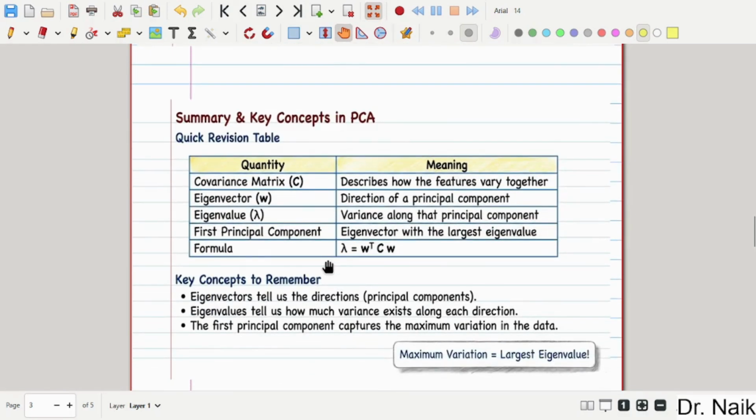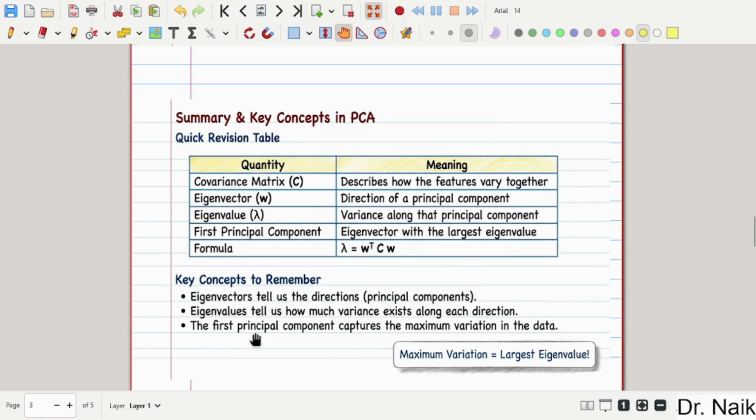Now let's summarize the key concepts. The covariance matrix, denoted with capital C, describes how the features vary together. The eigenvector, denoted with W, means the direction of the principal component. The eigenvalue, lambda, means the variance along the principal component. The first principal component is the eigenvector with the largest eigenvalue, and the formula to calculate the eigenvalue lambda is W transpose C W.